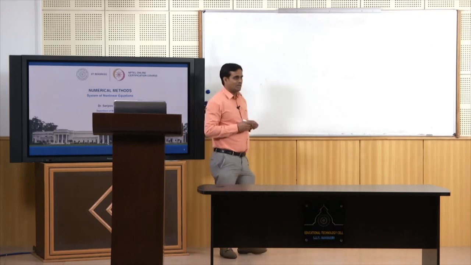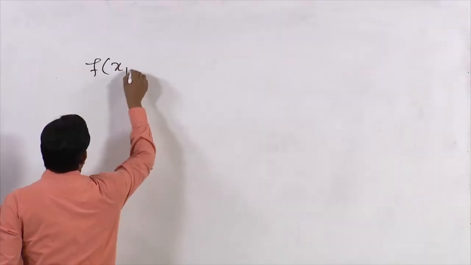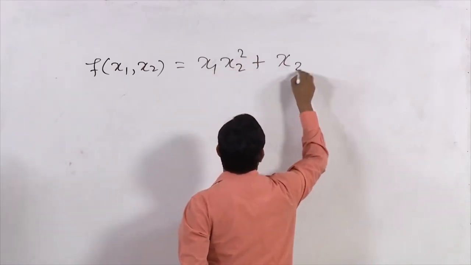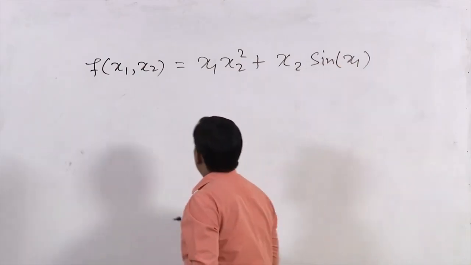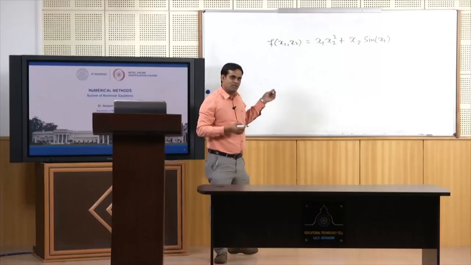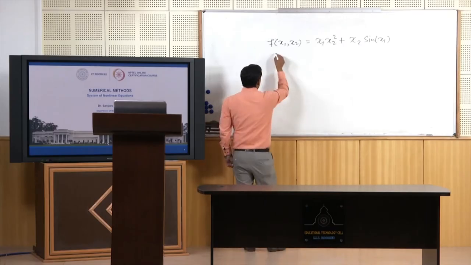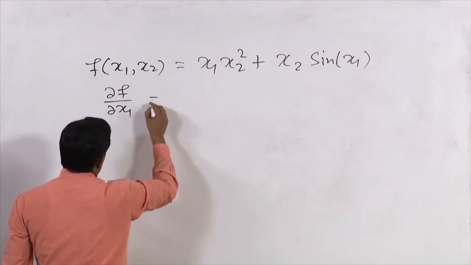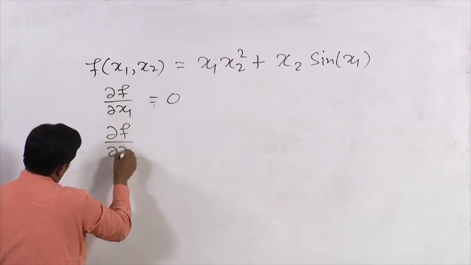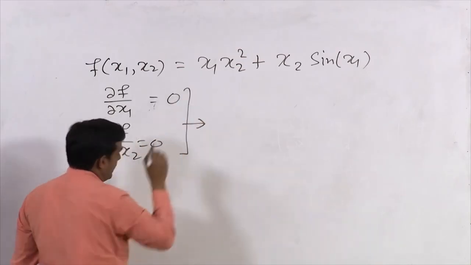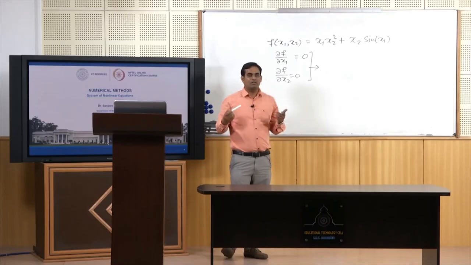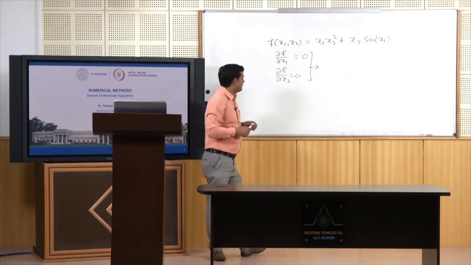So, when we find the extrema, maxima or minima, of a function of more than one variable, let us take this function as x2 square plus x2 sine of x1. Let us say I need to find the maxima, minima or extremum of this function. Here the necessary condition is that del f over del x1 should be 0 and del f over del x2 should be 0. From this we find the points in the domain of x1 and x2 that we need to check for maxima or minima of the function f. Basically, we find the stationary points.